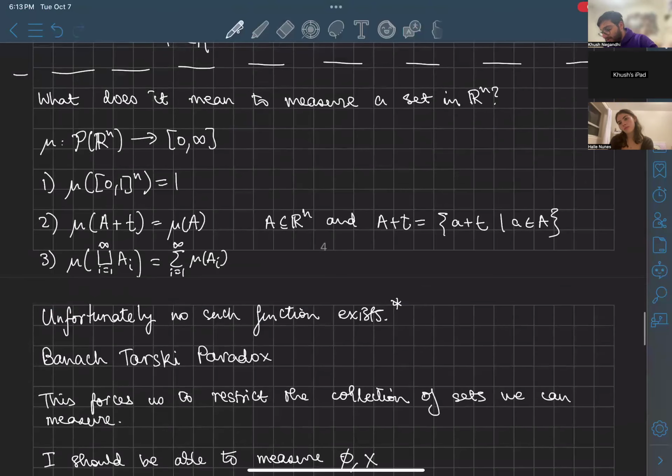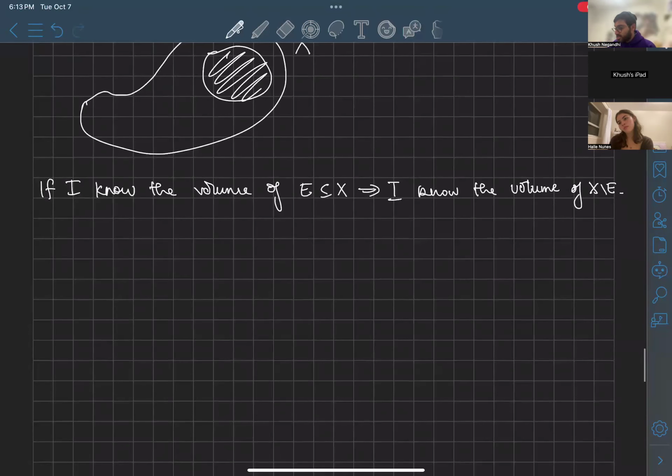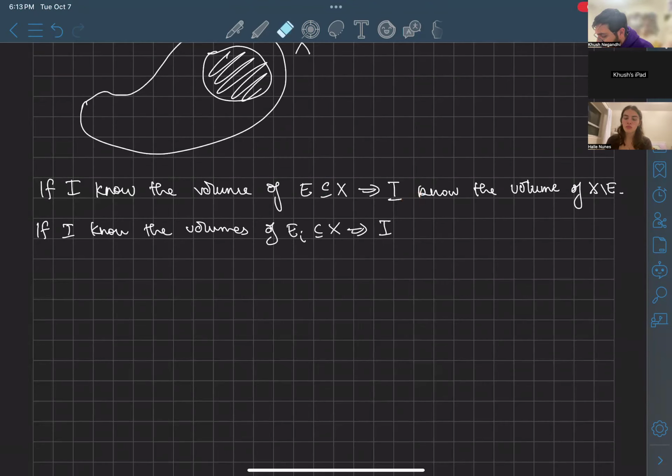And to incorporate the third condition, because the third condition is quite general and doesn't restrict to a specific set, we also say that if I know the volume of each E_i in a sequence, then I know the volume of the union. I might not be able to compute it directly, but I know it should exist.